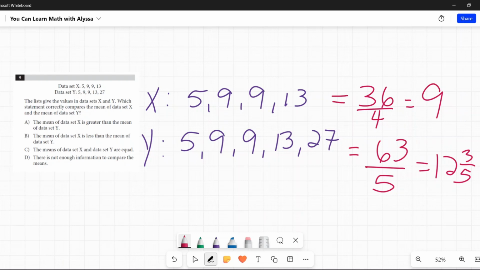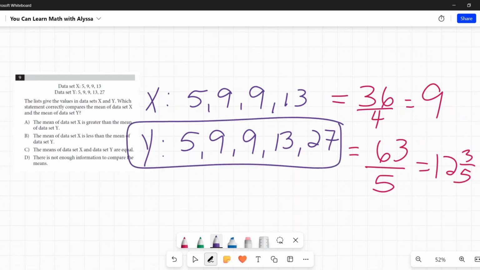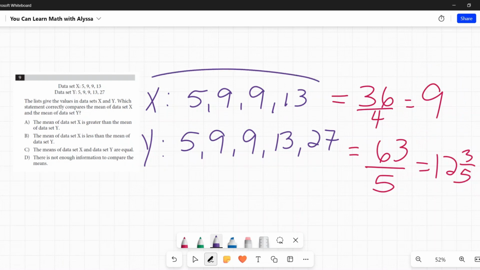Sorry about that. So yes, our means here are 12 3/5 and 9. So we can absolutely see that the mean of data set Y is greater than X. X is less than Y. So let's look at our options here. These are the only 2 that are saying greater than or less than. And there it is. The mean of data set X is less than the mean of data set Y. That is my answer. Again, whichever way you choose to do it is fine. It doesn't matter. All we care about is that you get the right answer.